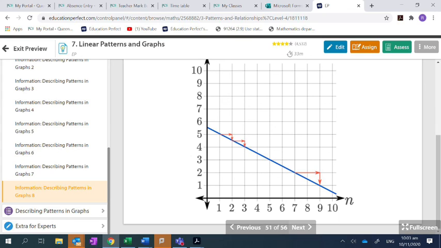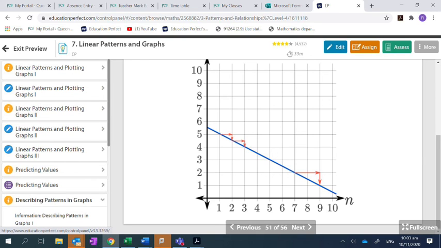So nothing really super new there. The only thing that we did that was actually new is describing the pattern from the graph, whether it has a start and then whether it goes up or down and by how much. And that's just a matter of counting. So if you can count, you can do that.